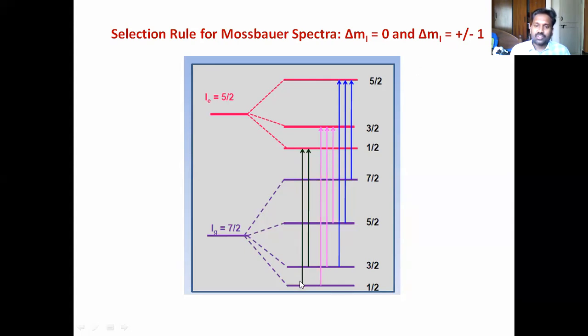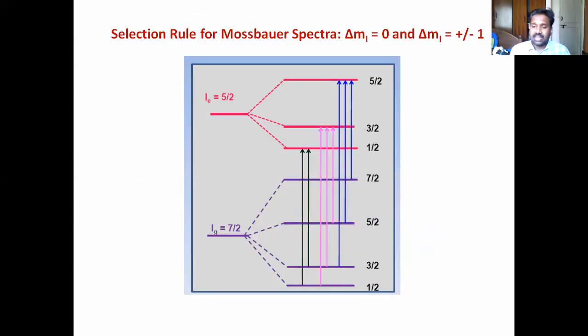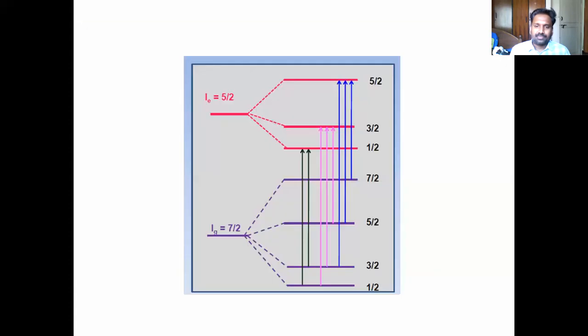So 0 means what? From plus half, minus half, it can go to plus half, minus half. Or from plus half, minus half, it can go to 3 by 2 also. So these are all the transitions. See this, a transition 7 by 2 to 5 by 2, where delta mI is equal to minus 1. Apply the selection rules and write down all possible transitions. So you should get a spectrum having 8 lines in it. Anyways, in Mossbauer we are more interested in iron and tin. Therefore, you get only 2 lines in iron.